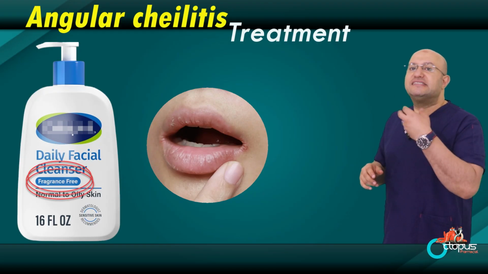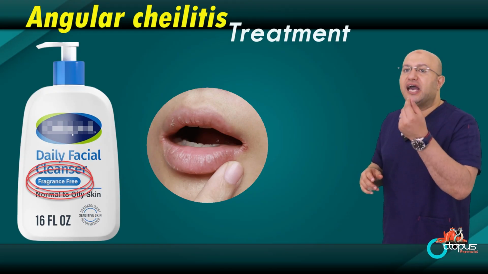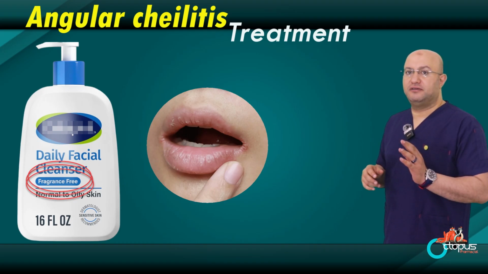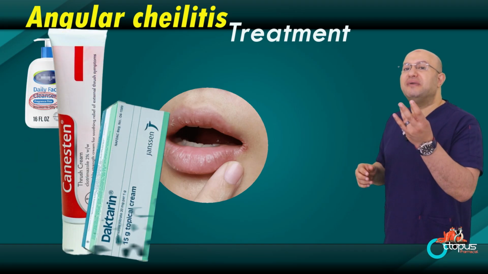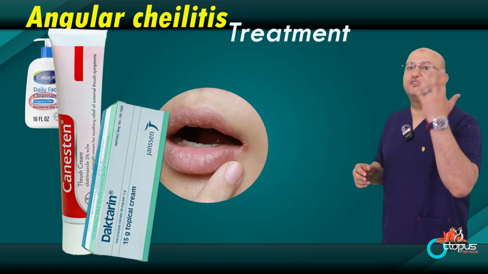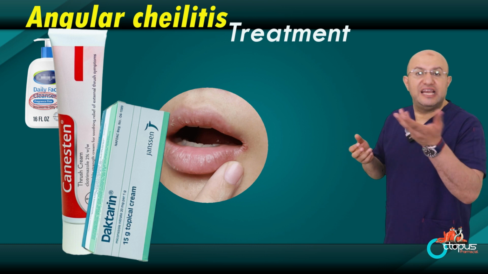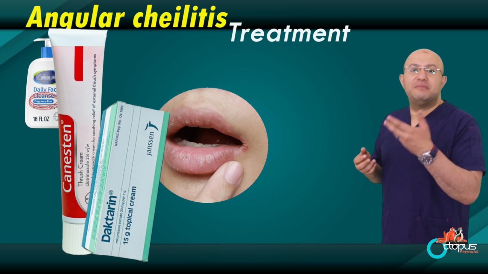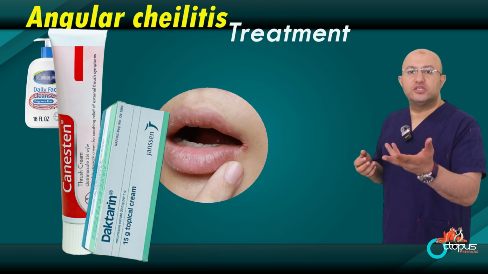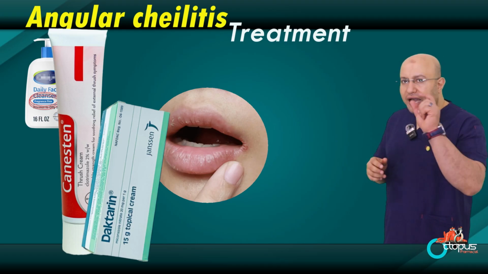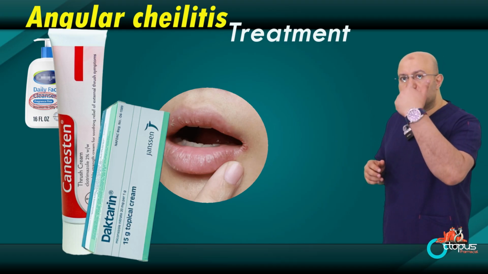Step 1. Proper cleansing of the affected area. The first and most important step is cleaning. Always wash the lips and surrounding skin gently using a medical or mild cleanser, free from perfumes or alcohol. Avoid harsh soaps or fragrance products, as they can increase irritation and dryness. Proper cleansing helps remove debris, bacteria, and yeast, preparing the skin to absorb treatment creams effectively.